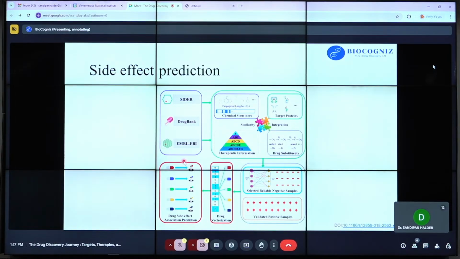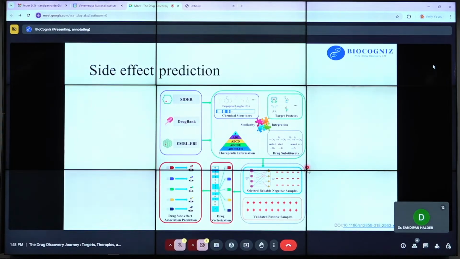A side effect caused to person X will not necessarily be caused to person Y. If there are 10 people in the same family, one gets a headache from a drug and another does not. Why? Because genotypically we all vary, right? So that is another big concern we need to consider.